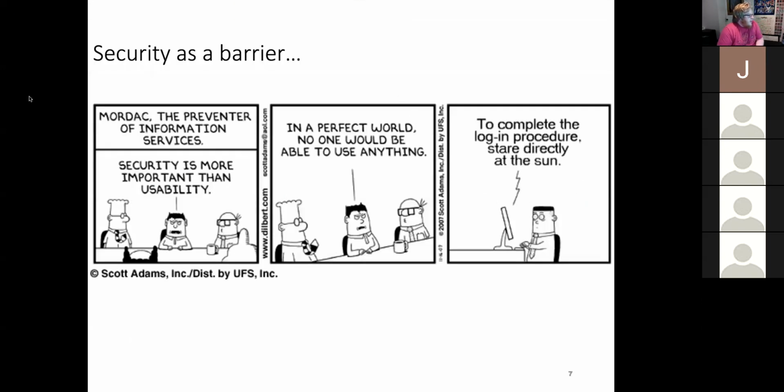All right, so now we're back with Mordac, the preventer of information services. Security is more important than usability. In a perfect world, no one would be able to do anything. To complete the login procedure, stare directly at the sun.